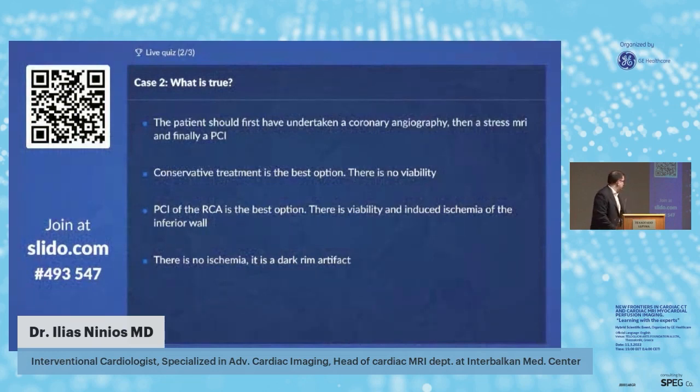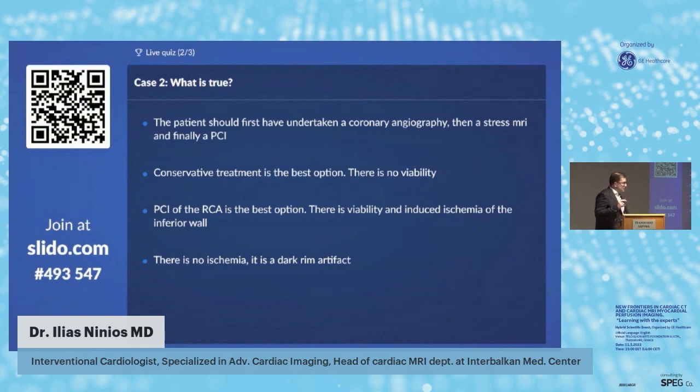So, what's true? This patient had first to receive an invasive coronary angiography, then a stress MRI, and then a PCI. Or conservative treatment is the best option, there is no viability. Or PCI of the right is the best option, there is viability, and there is induced ischemia of the inferior wall, or there is no ischemia, it is a dark rim artifact.